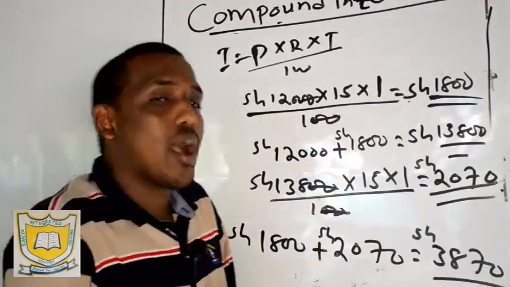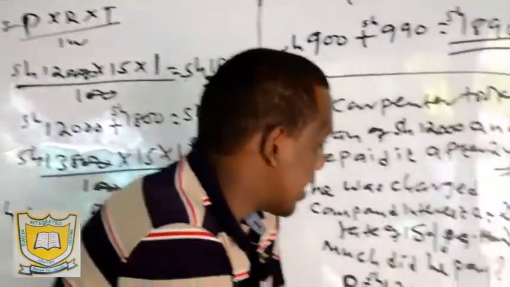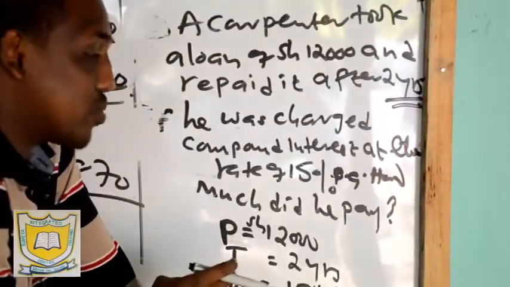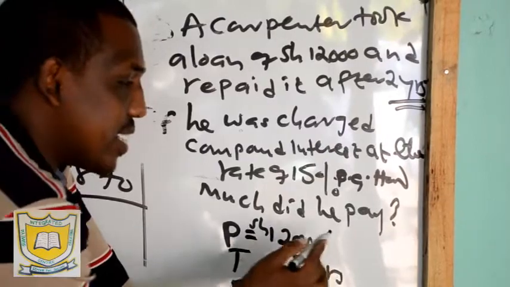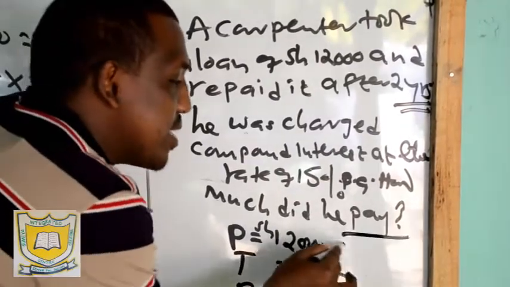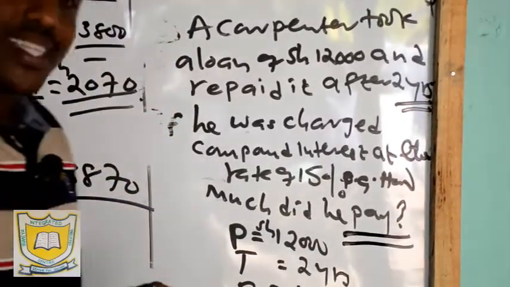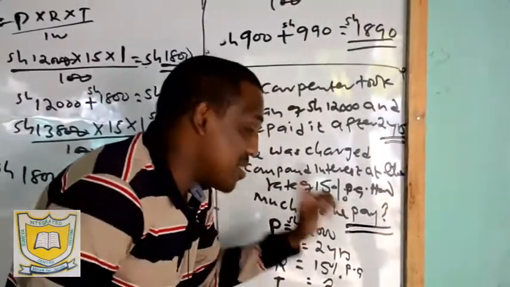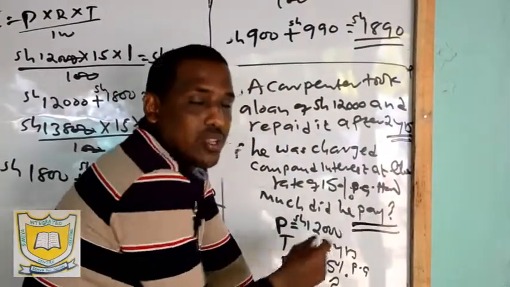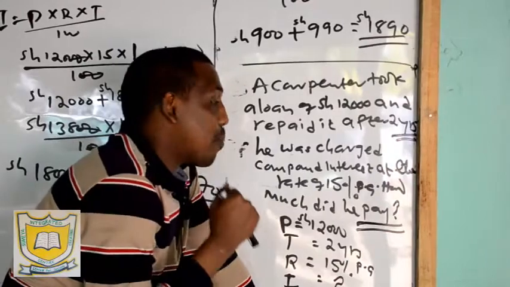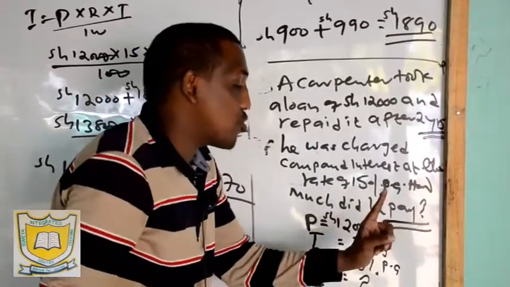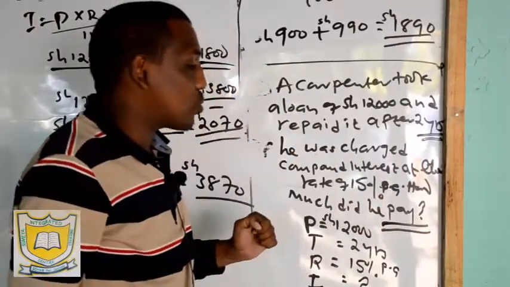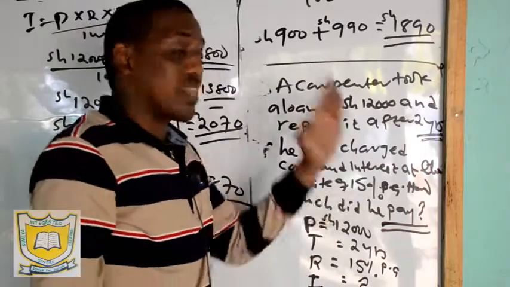They said, how much did he pay? And this one I said when I was introducing simple interest. What they're asking is the amount now. I emphasize this word. So if you hear how much did he pay, how much did he pay back, how much did he withdraw, that is the amount. So what do you do to get the amount? You add the principal and the interest.